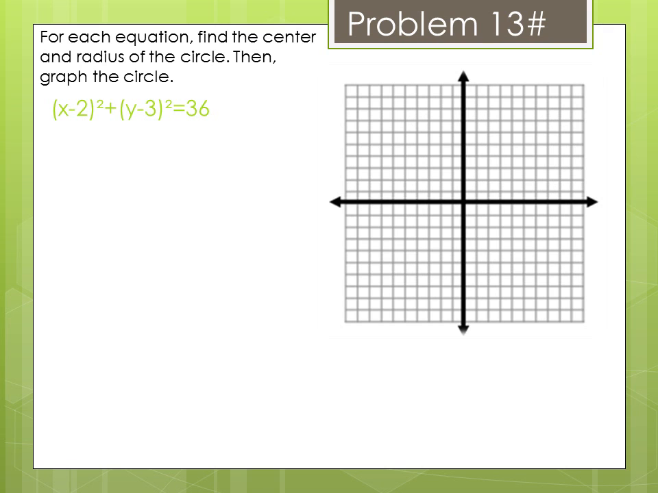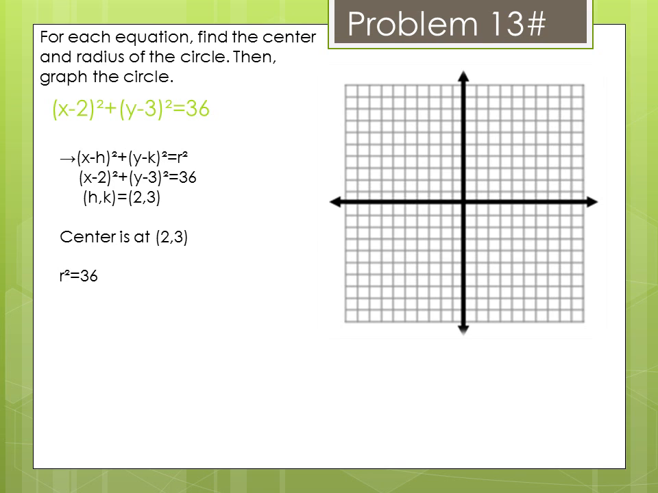Now we have to graph the circle, and we have to find the center and the radius given the equation. So this time the equation is going to be, in parentheses, x minus 2 squared plus y minus 3 squared is equal to 36. And here is the equation for your circle. So here is your equation, and you know that h, k is equal to your center, which in this case will be 2, 3. So your center is at 2, 3.